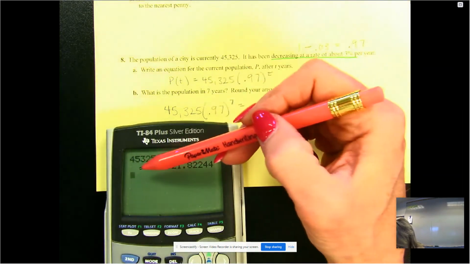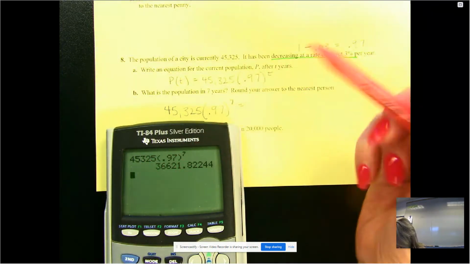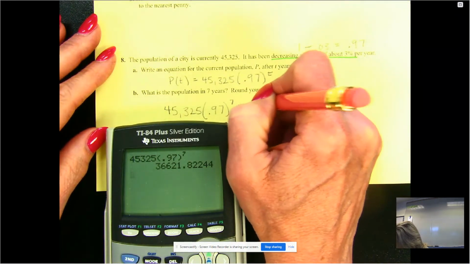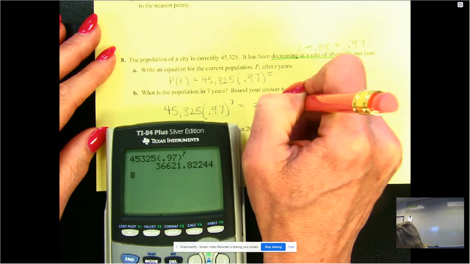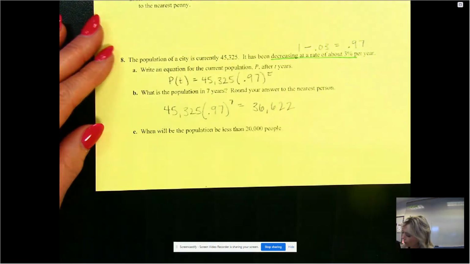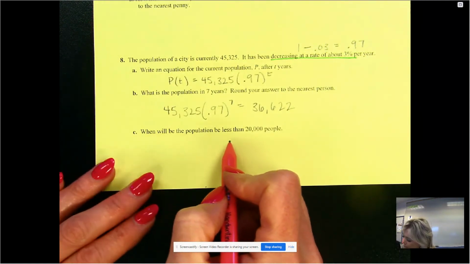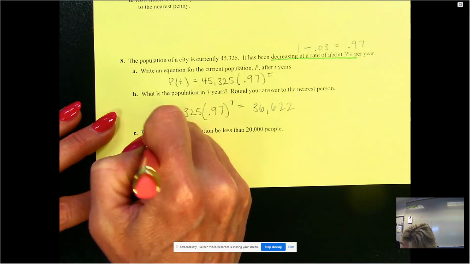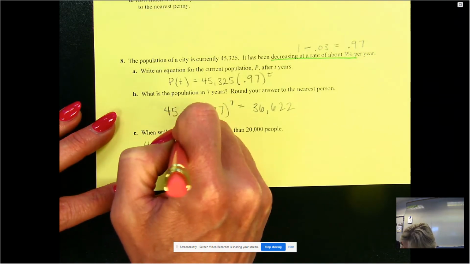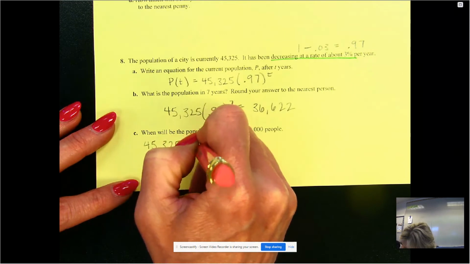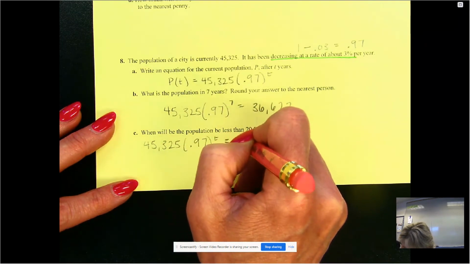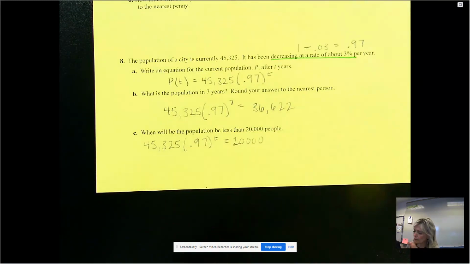So I got 36,622. These are people, so whole numbers. Okay, and then see, when will the population be less than 20,000 people? So 45,325 times 0.97 to the t. When does that equal 20,000?